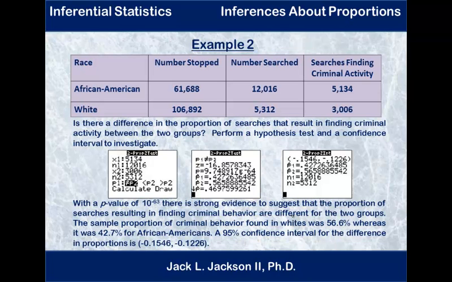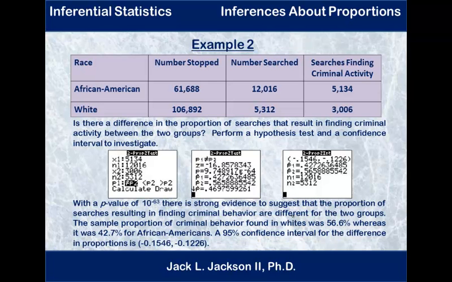So for the 95% confidence interval for the difference, we run a 2 proportion z interval, and it's negative here because I'm doing African American minus white. So the proportion of African Americans that are actually being found with criminal activity, if they're searched, is somewhere between 15.46% and 12.2% to 6% less than it is for whites, and we're 95% confident that that happens.